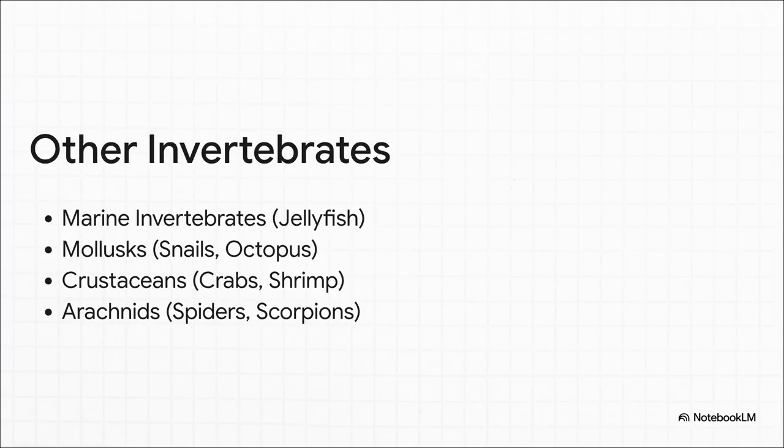But insects are just one small part of this gigantic world. The invertebrate group is unbelievably diverse. We're talking about everything from squishy jellyfish and starfish in the ocean, to snails and super smart octopuses, to crabs and shrimp with their tough shells, and of course the 8-legged arachnids like spiders. This one category has more variety than all the vertebrates put together.